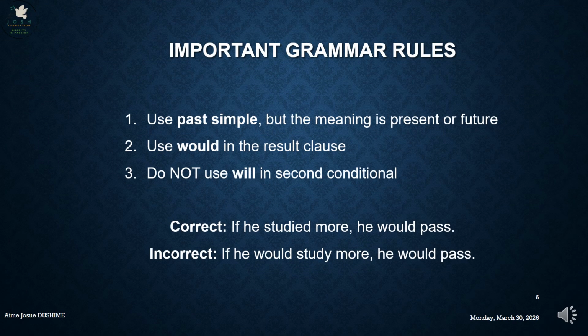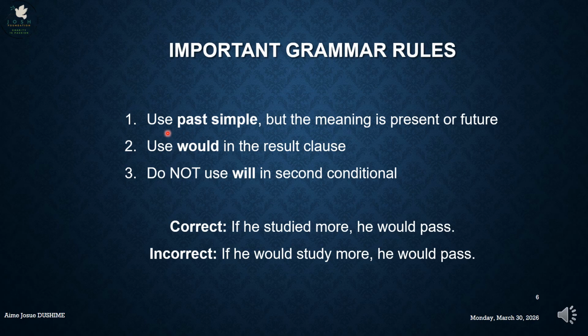Let's see important grammar rule number 1. Use past simple, but the meaning is present or future. The first conditional talks about a future event. The second conditional talks about present or future. It could be when we are talking about now, or about the future. Understand the difference? The first conditional always specifically talks about the future. The second conditional talks about either present or future.